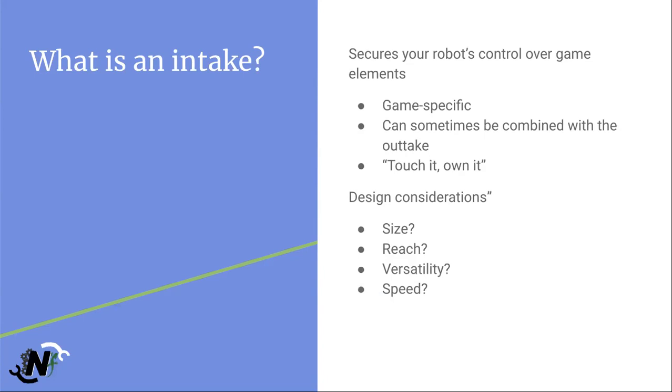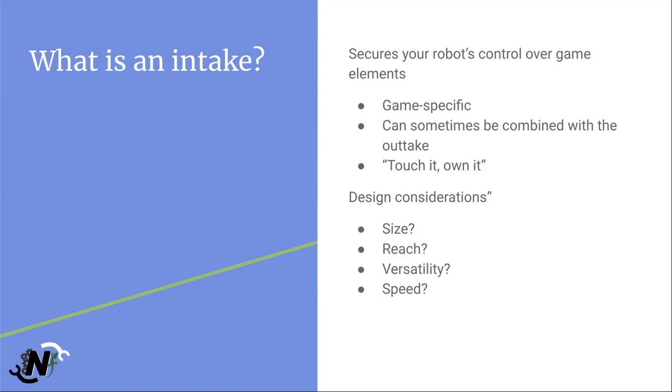Each game usually comes with its own unique selection of scoring elements, although sometimes they do reuse it. Sometimes it can be combined with an outtake. This is usually in the cases where you don't have to send the scoring elements very far, or you have a low possession limit. For example, if you only have one thing that you need to take control of, a simple claw that also raises up and deposits can be a suitable intake.